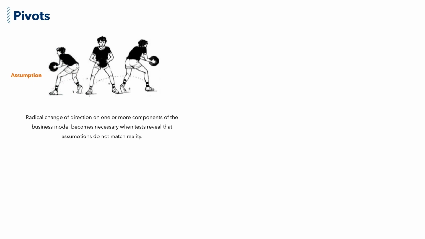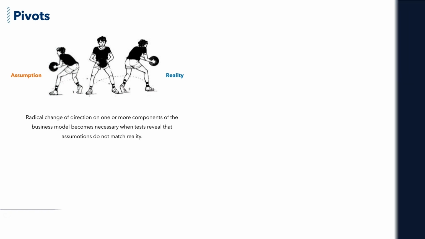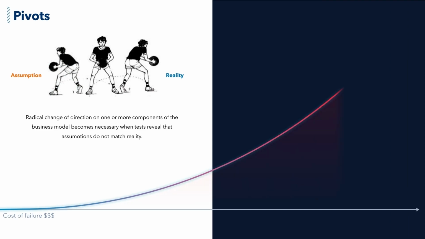When you have an idea of a value proposal, it's all assumptions. A pivot is a radical change of direction on one or more components of the business model. It becomes necessary when tests reveal that assumptions do not match reality. When testing is late or when anything goes wrong, it can be perceived as a failure. Consider this in a situation when you're working on the design and need to justify changes with upper management.